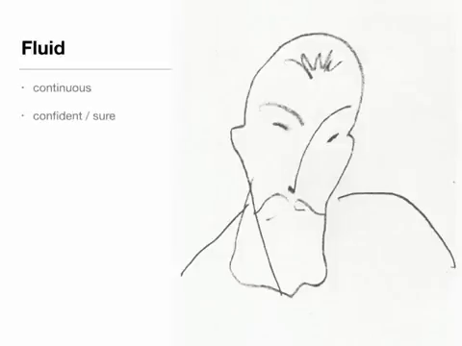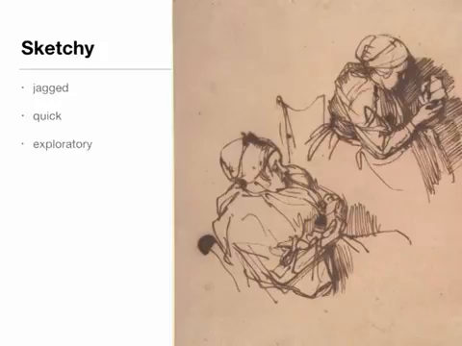So first of all, we need to understand that there are two overarching concepts of line, and that's the fluid line versus the sketchy line. Fluid lines are continuous. They create a sense of confidence that you are sure in yourself and that you kind of know what you're doing. This is an example by Matisse, and although it is very simple in its execution, there's a sense of sophistication with his confidence. In contrast, you can have very sketchy drawings as well.